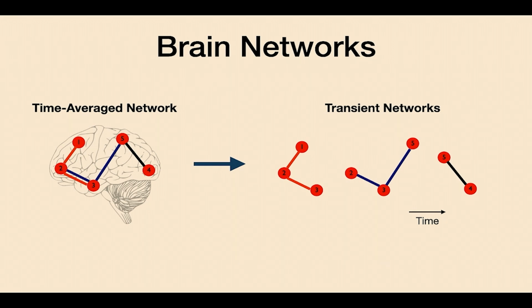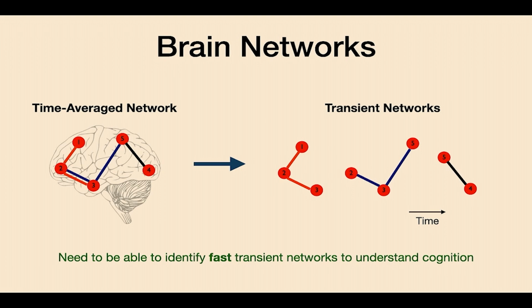A consequence of this is if the brain is dynamically transitioning between different networks, you'll see the time average of this. So you wouldn't be sensitive to this precise dynamic network description. Cognition occurs at quite fast timescales. So ideally, what we're after are methods that can infer fast dynamic networks. And that's what I'll be talking about today.